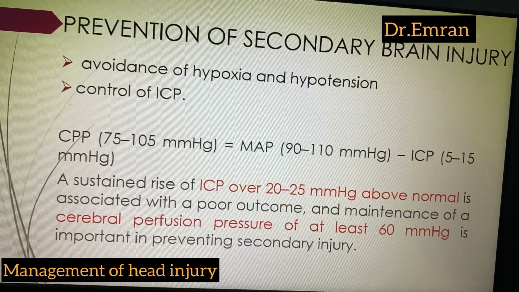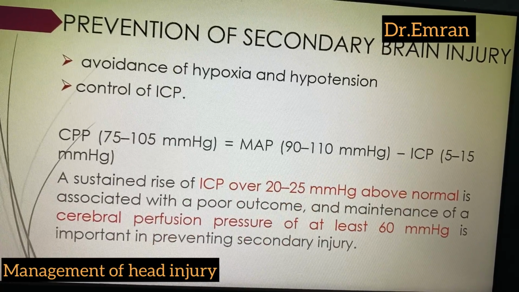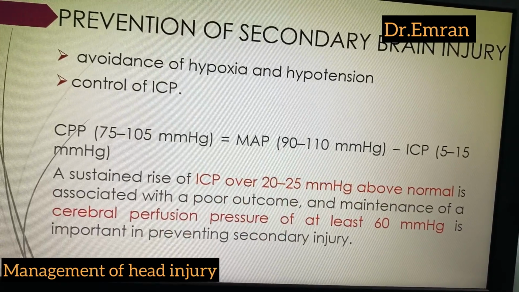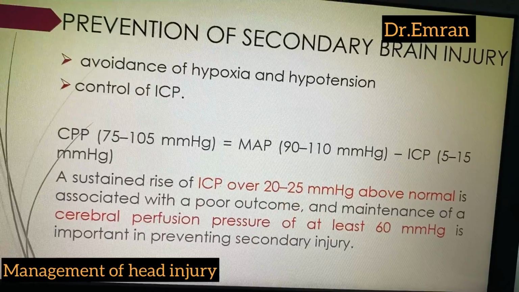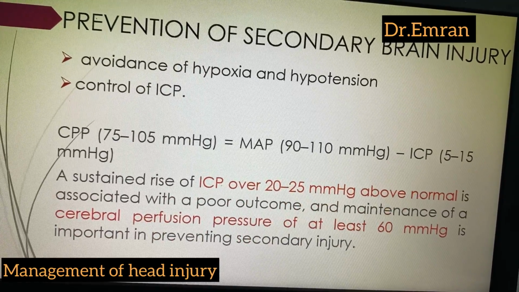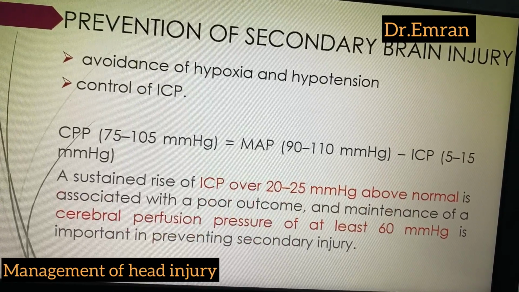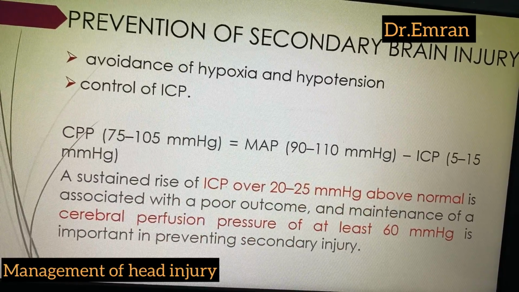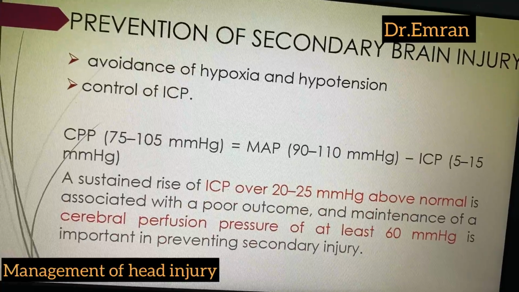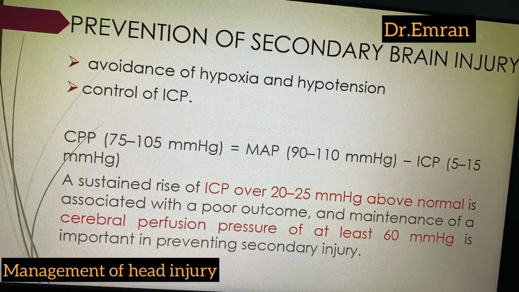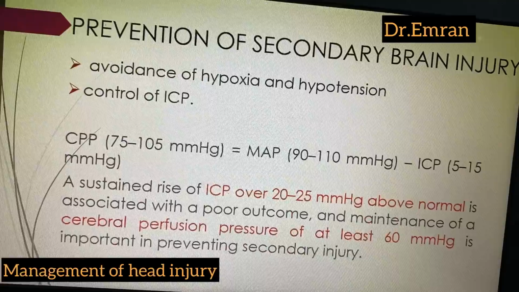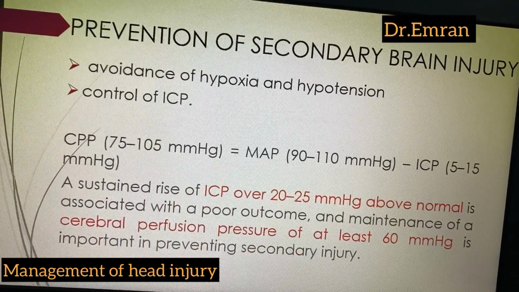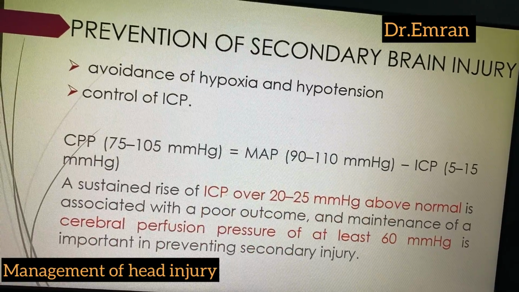Now you are seeing the CPP, that is cerebral perfusion pressure, which is normally 75 to 105 millimeters of mercury, calculated by mean arterial pressure minus intracranial pressure. Mean arterial pressure is normally 90 to 110, calculated from diastolic blood pressure plus 1/3 of pulse pressure, and intracranial pressure, that is normally 5 to 15 millimeters of mercury, which is the pressure of CSF, brain matter and blood vessels.